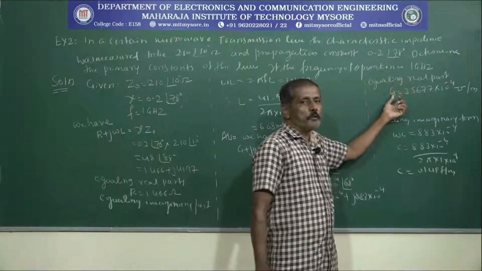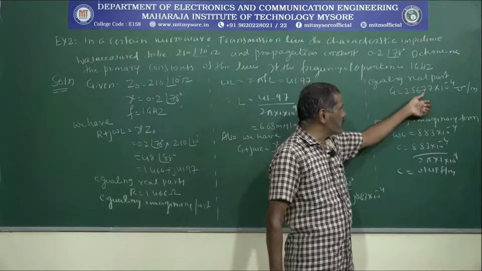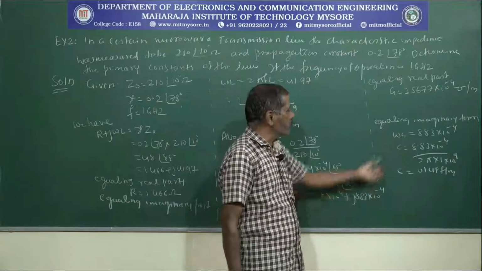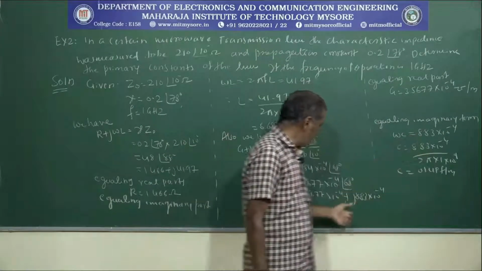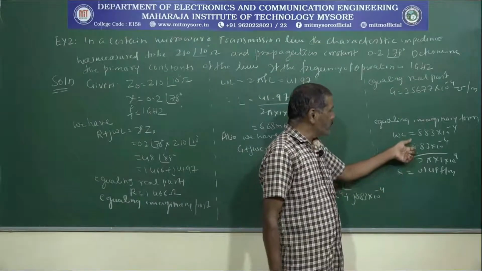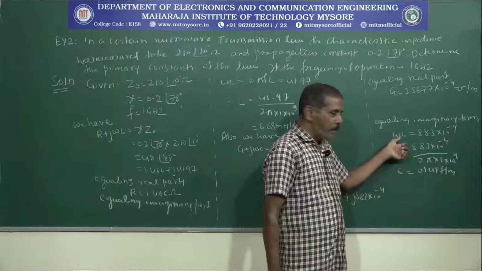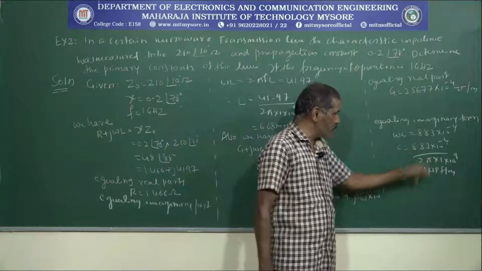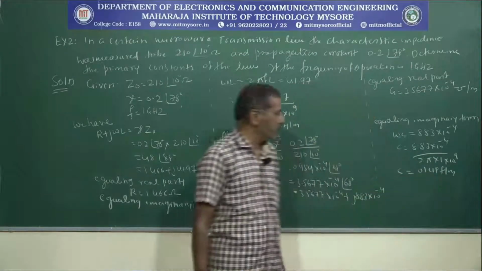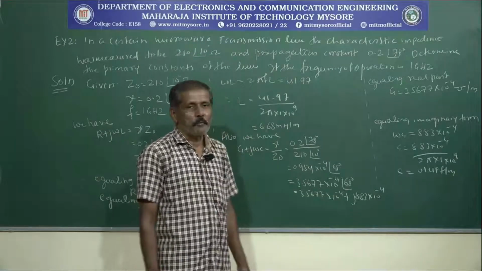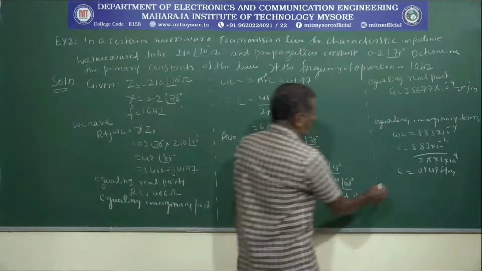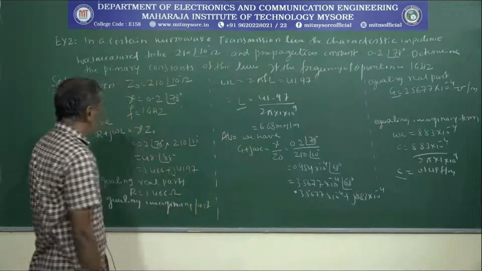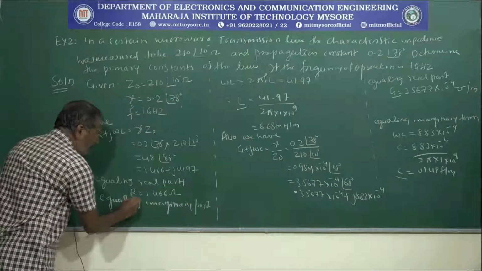The real term gives the value of G equal to 3.5677 into 10 to the power of minus 4 mho per meter, and for the imaginary term, omega C is equal to 8.83 into 10 to the power of minus 4. From this, C is this term divided by omega, which is 2 pi F, where F is 1 into 10 to the power of 9. If you substitute the values and simplify, we get 0.14 picofarad per meter. So, C you have calculated, G you have calculated, L you have calculated, and R you have calculated.